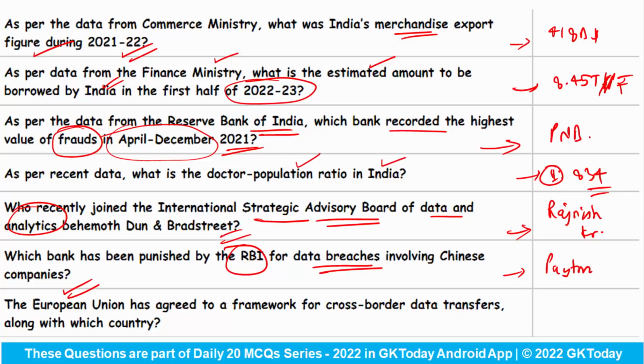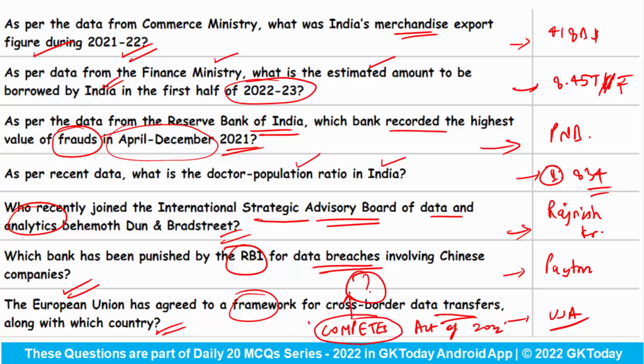The European Union has agreed to a framework for cross-border data transfers along with which country? Answer is USA. Fine. Now a few days back we have seen that USA was also in news because of its Competition Act of 2022, right? And you have to tell me what is the full form of Competition. Do let me know in the comments.